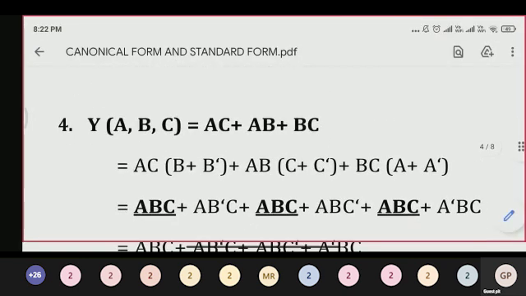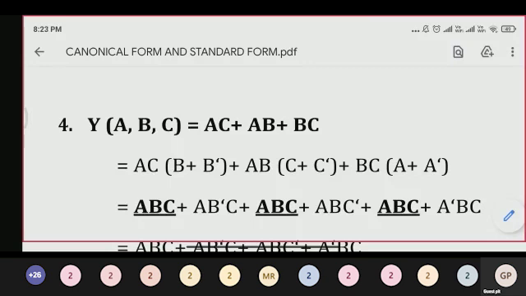Next one is y of a, b, c equal to ac plus ab plus bc. Here also you are having three input variables and three product terms. In the first product term, variable b is missing, in the second product term variable c is missing, and in the third product term variable a is missing.